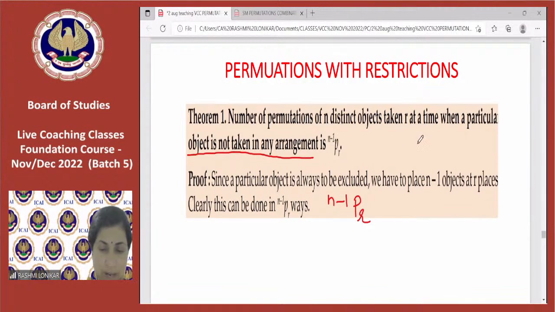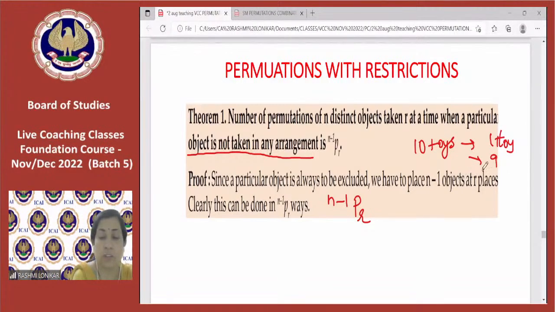Okay. Suppose I have 10 toys. I have taken 1 toy for myself. How many toys will be left? 9 toys will be left. And from then I have to select, say, suppose 5 students. I want to give toys to 5 students. So earlier with no restriction, it would have been 10 P R. But because there is a restriction that I will not give this toy for distribution, in that case, it will be 10 minus 1, which is equal to 9. So 9 P R.